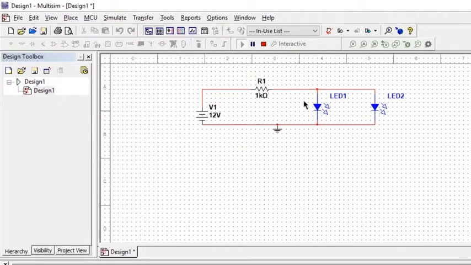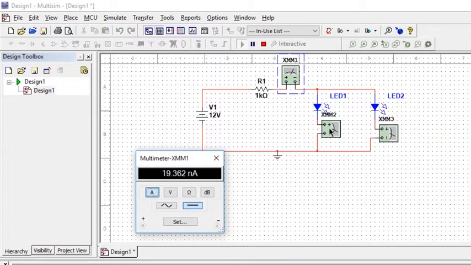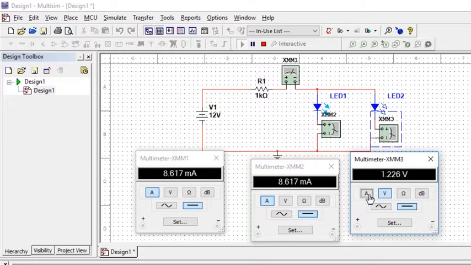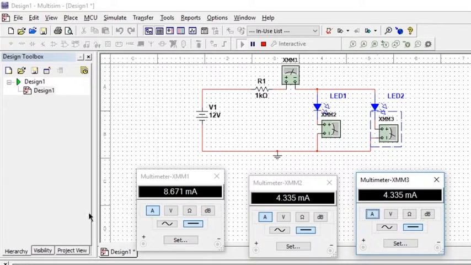We have a circuit in which two LEDs are connected in parallel. Let's run the simulation. The LEDs didn't glow. In order to understand this, let's connect the multimeters. We can see that the total current has divided in half in those two branches, which reduced the current flowing through the LEDs. They are just like two paths.